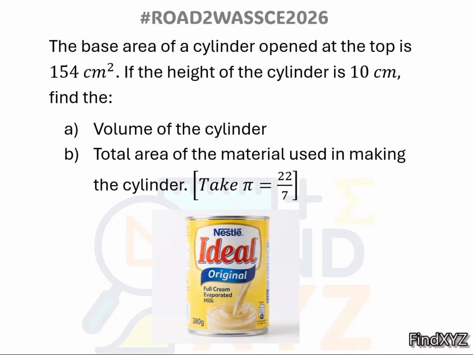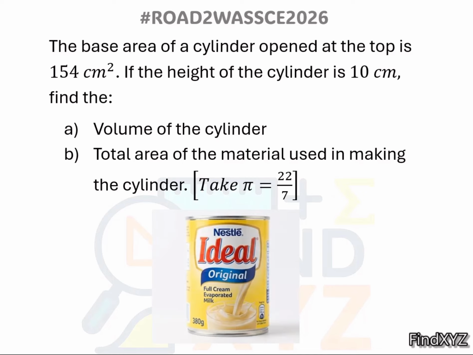We were earlier given the area of the base, but we know that the area of any circular object is equal to pi r squared. But what is the area of the circular base? 154 centimeters squared. Then what is pi? Pi was given as 22/7 times r squared. Then what can we do? Because we are looking for r, we can take the inverse of 22/7, and that will give us 7/22.